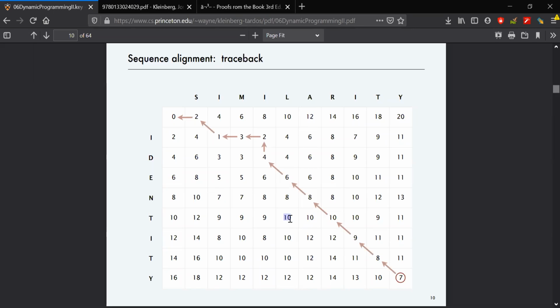Fine. M plus 1 into n plus 1 corresponding. Sorry. Since we have one extra row and column, shouldn't it be m plus 1 into n plus 1? Sure. M plus 1 into n plus 1 vertices.